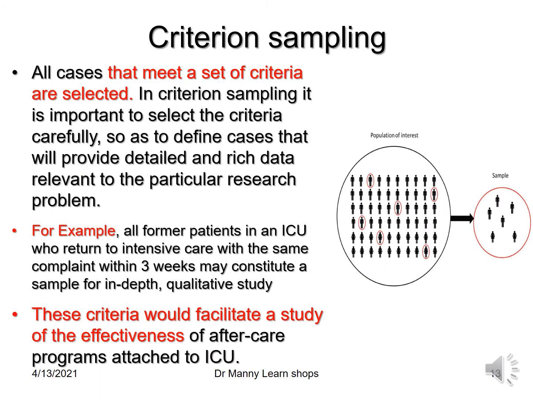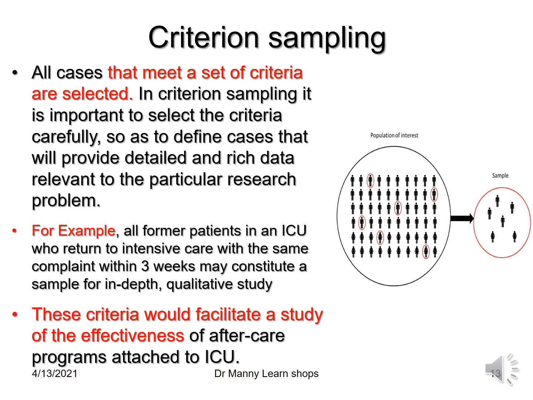Then you have what's called criterion or criteria sampling. And this is where all participants, subjects or cases meet a certain set of criteria, and that's why they're selected. In criterion sampling, it's important to select the criteria carefully so as to define the cases that are going to give you the information that you want and the rich data relevant to a particular research problem that you want to investigate as a researcher.